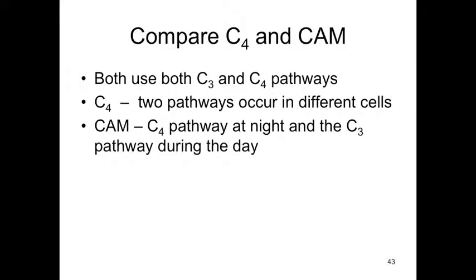CAM plants and C4 plants use both C3 and C4 pathways. In C4 plants, these two pathways are used in different cells. We do the carbon 4 fixation in one cell, and then feed that carbon to do carbon 3 fixation in another cell and run the Calvin cycle. In CAM plants, the C4 pathway happens at night in order to fix carbon and hold on to it until the day when the stomata are closed, at which point it releases it and undergoes C3 photosynthesis to produce sugars.